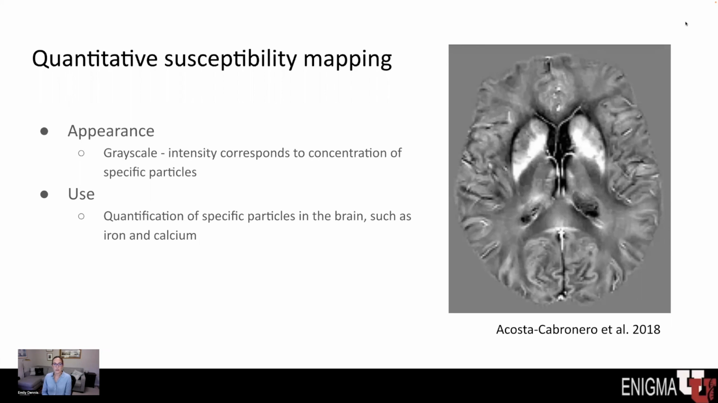Continuing with our discussion of MRI modalities, we have quantitative susceptibility mapping, or QSM. This is a relatively new modality that's starting to be used more broadly now. The appearance is a grayscale image where the intensity corresponds to the concentration of specific particles. So we can use this to quantify certain things of the brain like iron and calcium.